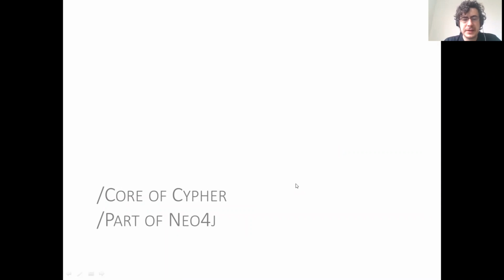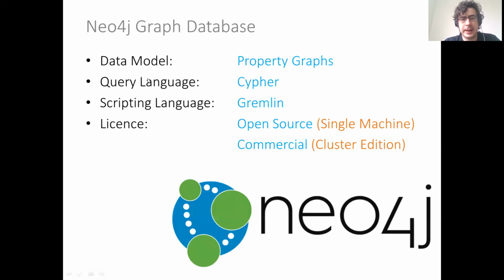Okay, so that's the core of Cypher. There's a lot more details like the functions that we haven't seen, but this is the core of the query language. And this is one part of Neo4j. So Neo4j has a lot of different features, and it's adding more all the time for querying and processing and analyzing graphs. So again, as I mentioned before, the data model is property graphs, which we've seen lots of examples of. We've spoken a lot about Cypher.